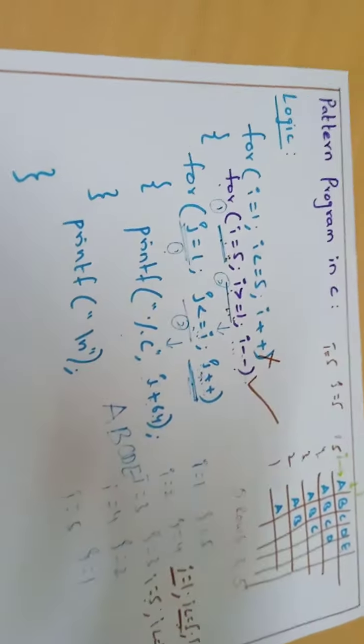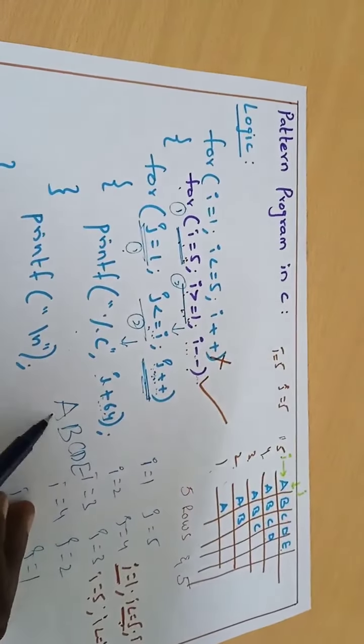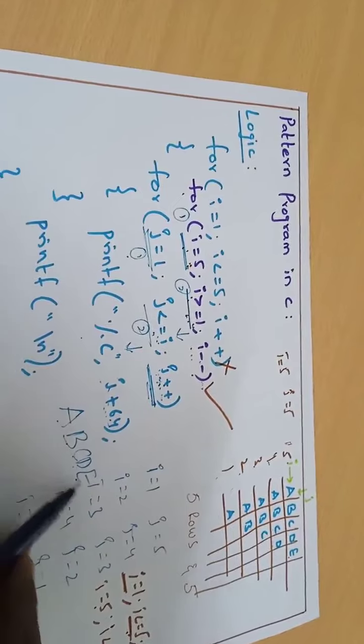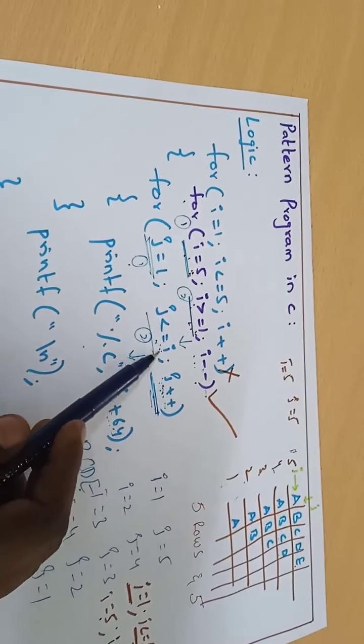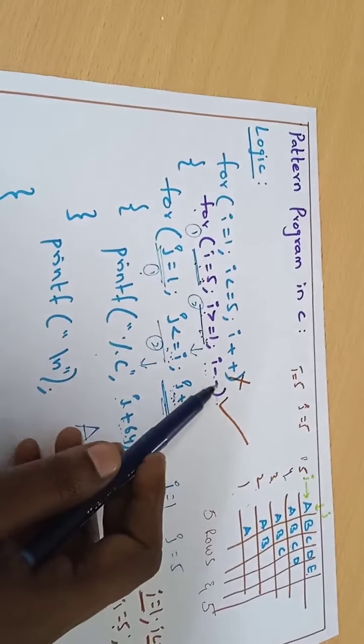The first row will print A, B, C, D, E until the condition fails. I value is 5. When j becomes 6, the condition will fail and it will go to the next line.